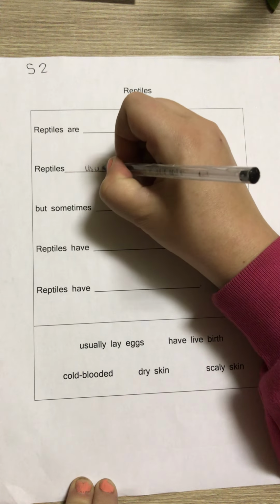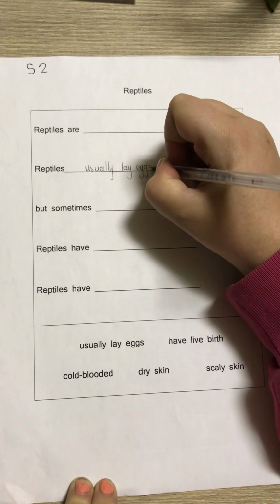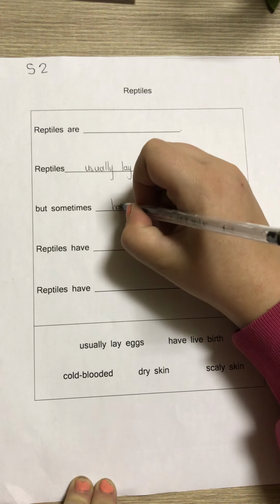Reptiles. Reptiles are reptiles, but sometimes reptiles have. So, usually lay eggs, have live birth, cold-blooded, dry skin, scaly skin. There's one thing I'm going to help you with, and it's this part. The one that says reptiles something, but sometimes something. Okay, so usually reptiles usually lay eggs, but sometimes have live birth.